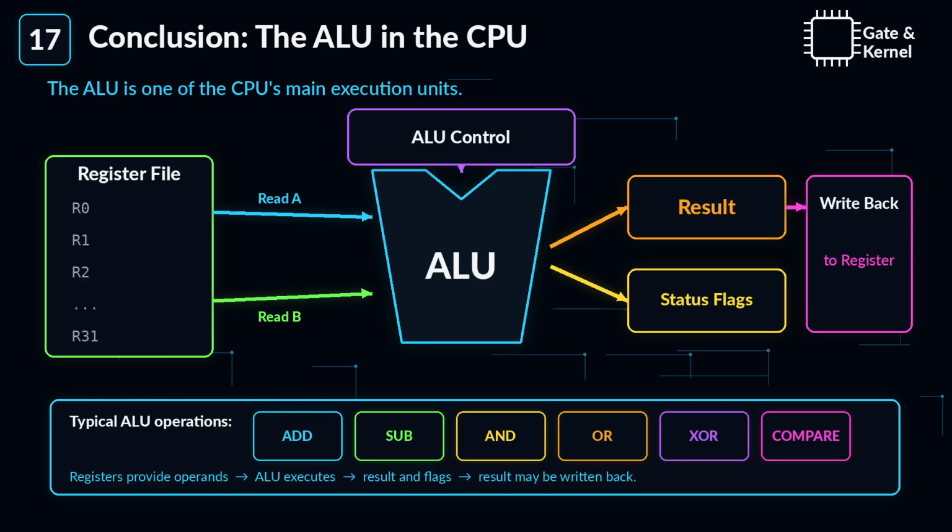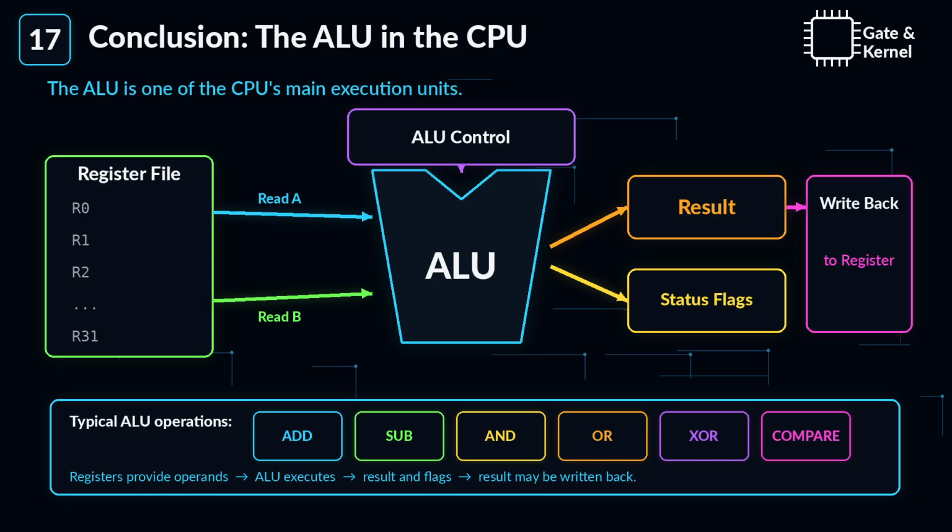Chapter 17. Conclusion. The ALU, or Arithmetic Logic Unit, is one of the key execution components inside the CPU. It performs operations such as ADD, SUB, AND, OR, XOR, and comparisons. The ALU usually receives operands from other parts of the processor, often from the register file. Those operands become inputs A and B. The ALU also receives control information that tells it which operation to perform. The same two input values can therefore produce completely different results depending on the control signal.